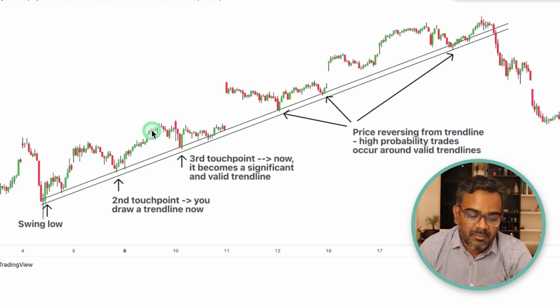And next time the price comes there and you see such a bullish candle or green candle there, that's when you need to take the trade, because that time your chances of getting a winning trade is much higher. And if it breaks down there, then also you take a short trade and you make money there, right?